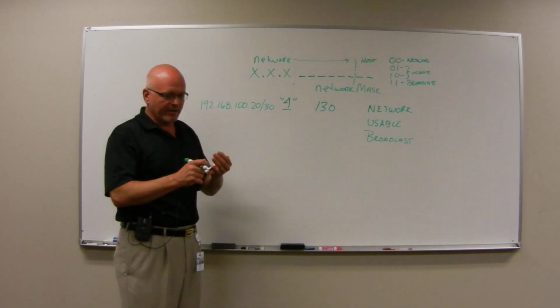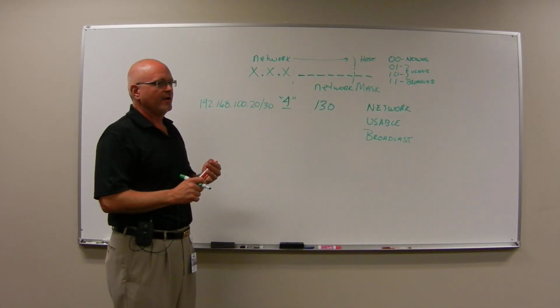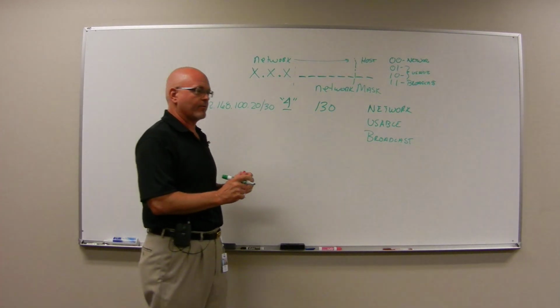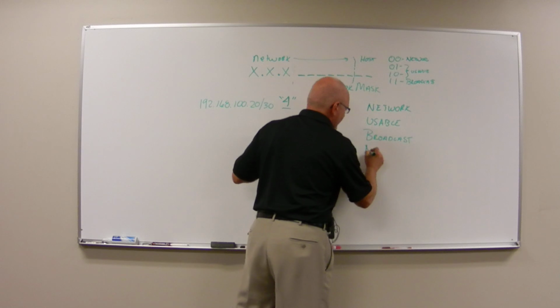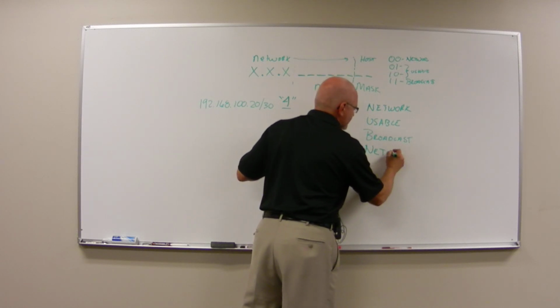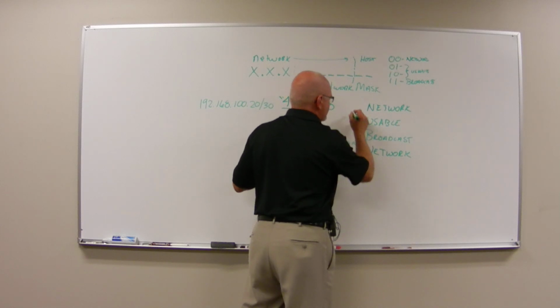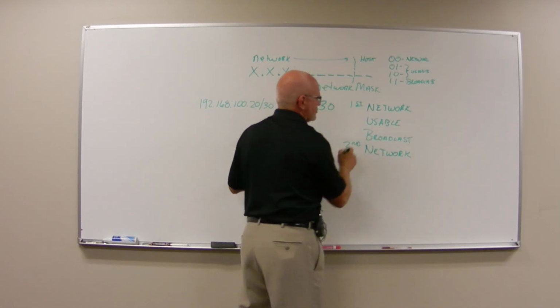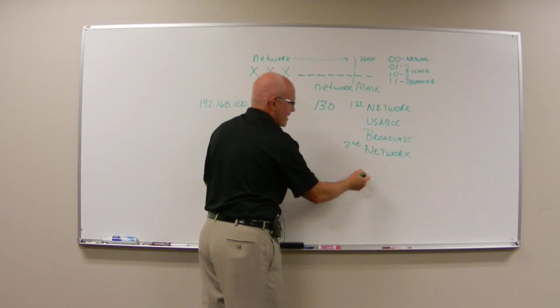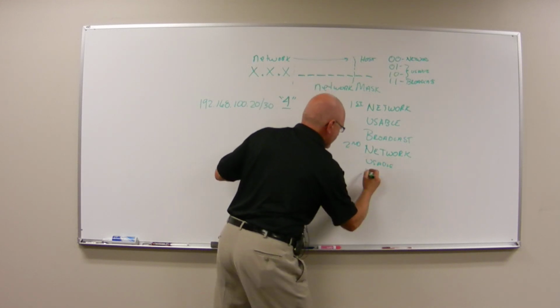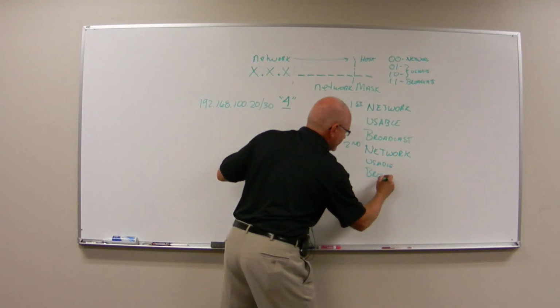So if I know the network address, then I know the broadcast address for that particular network. Because how do I know that? It's one less than the next network address. This would be my second network address. This is my first network address. First network, second network. This would be usable in the second, broadcast in the second.